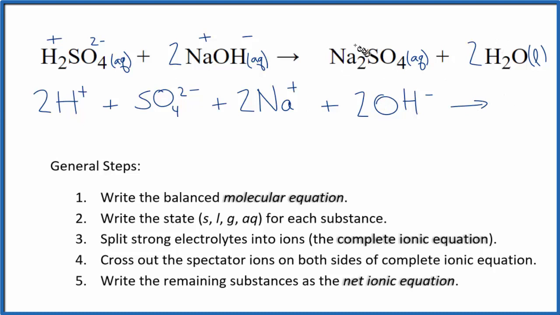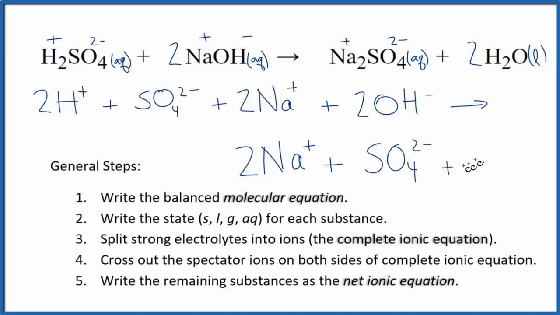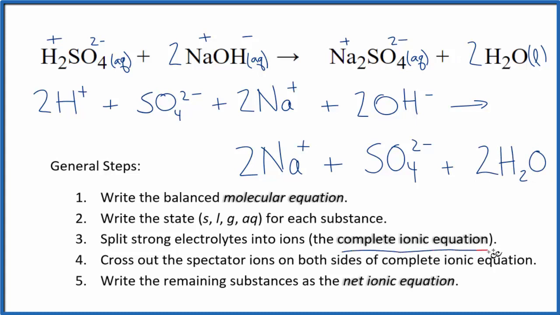Now we can do the products. We said 1 plus, 2 minus, and liquids, solids, and gases we don't split apart in net ionic equations. They stay together. So in the products, we have Na plus, and we have 2 of those. We have our sulfate, SO4 2 minus, and then we'll have our 2 water molecules, H2O. So this is the complete ionic equation.